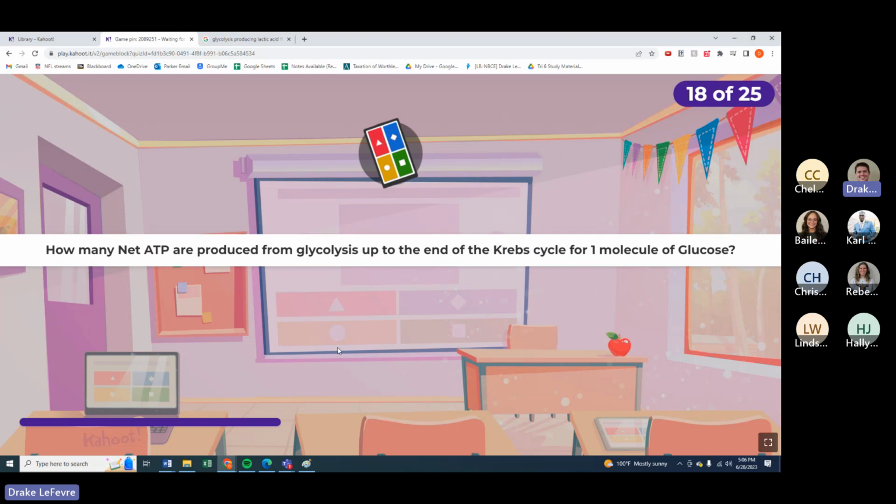How many net ATP are produced from glycolysis up to the end of the Krebs cycle for 1 molecule of glucose?